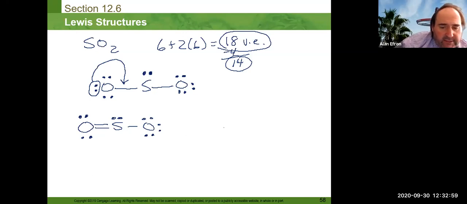Now, you may ask yourself, I could have made the double bond from this oxygen, and you could have drawn a structure that looked like this. If you decided to double bond to the right oxygen, it would look something like this.